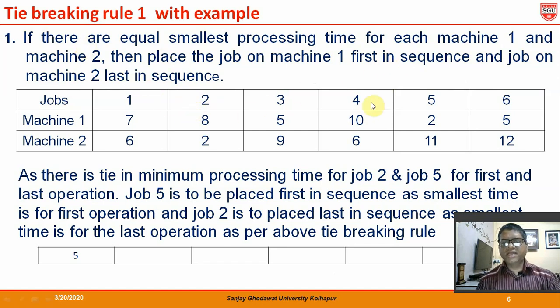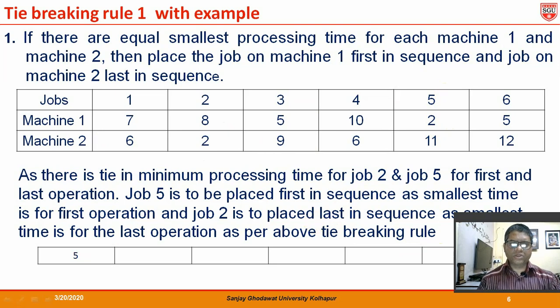The first tie breaking rule: if you look at this example, it is another example of 6 jobs on 2 machines. Here you will find the smallest processing time is for job 2, and it is 2, as well as for job 5, and it is also 2. So, now we are confused where to sequence the jobs. As there is a tie in the smallest processing time, what we can do is, if the minimum processing time is for the first operation, then the job should be sequenced first. So, we have sequenced job 5 first, and this is the smallest processing time for the last operation, so we have sequenced it last.